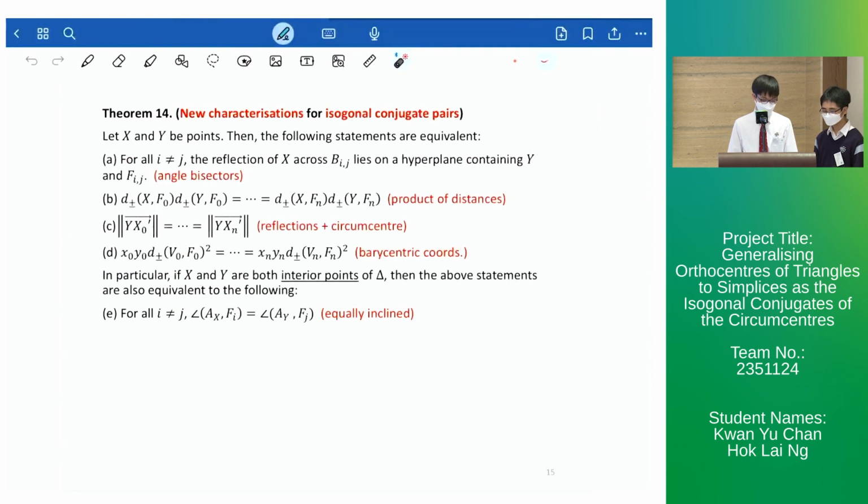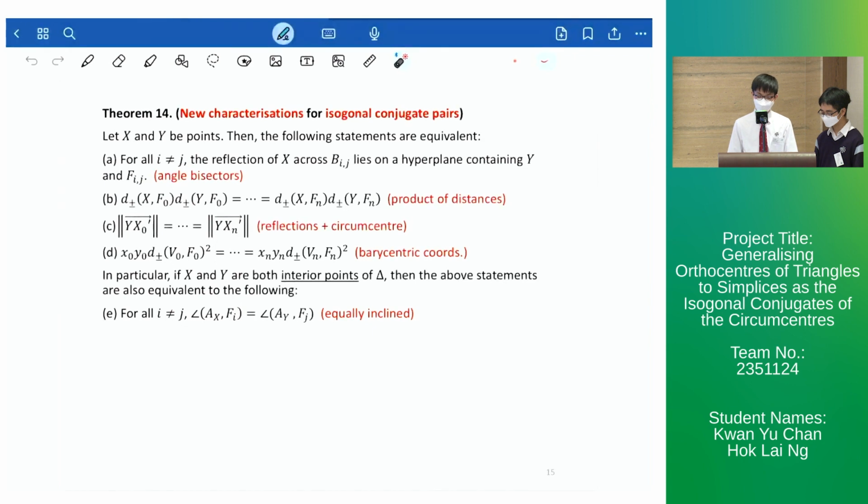C. All the reflections Xi' are equidistant to Y. And condition D is this equation using barycentric coordinates. And in the case where X and Y are interior points, we have condition E: X and Y are equally inclined from each pair of facets Fi and Fj.